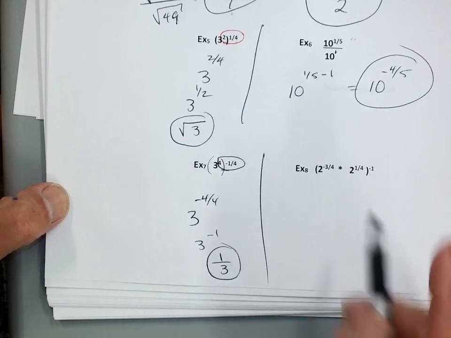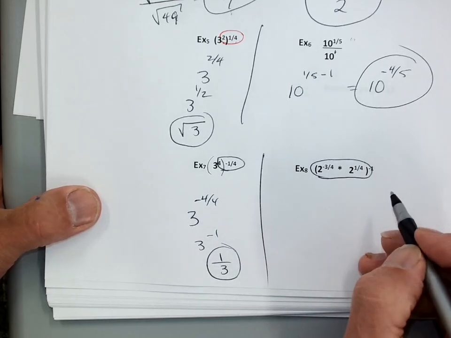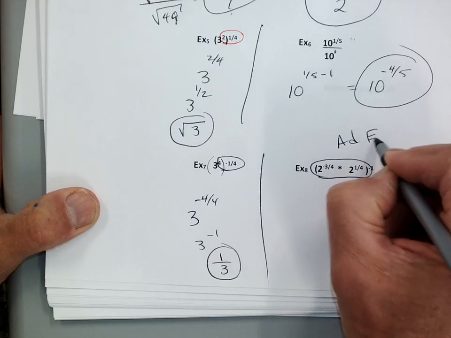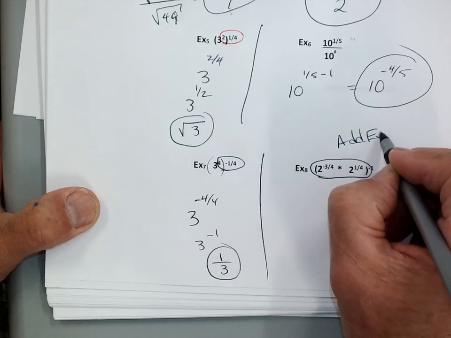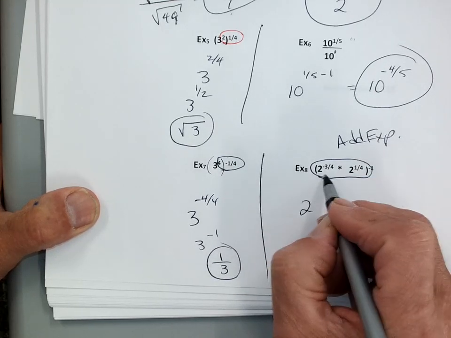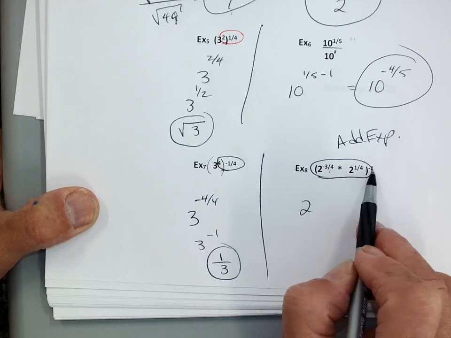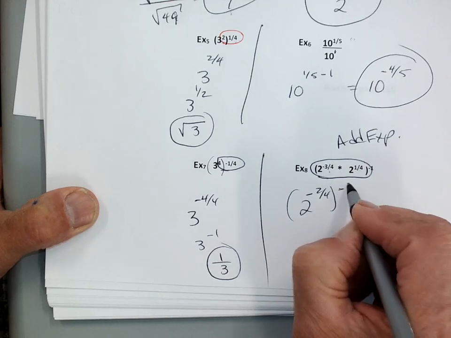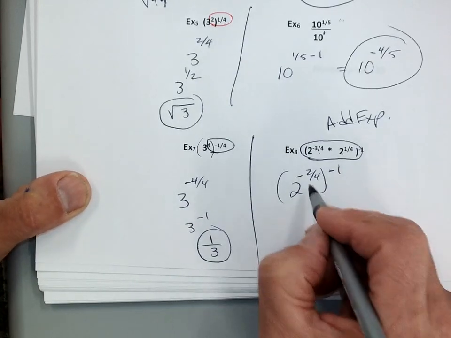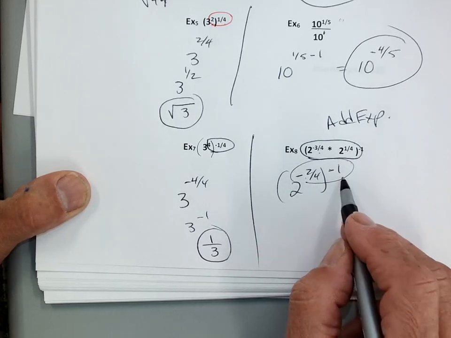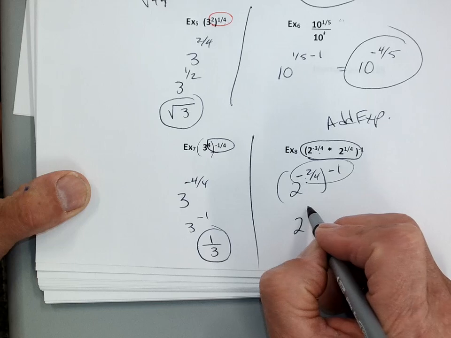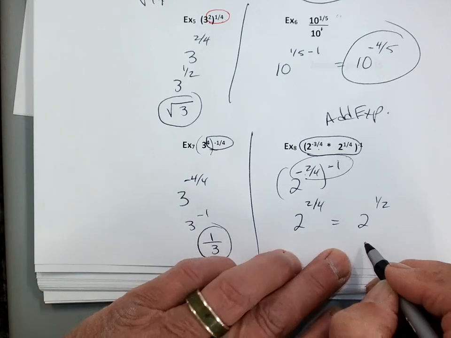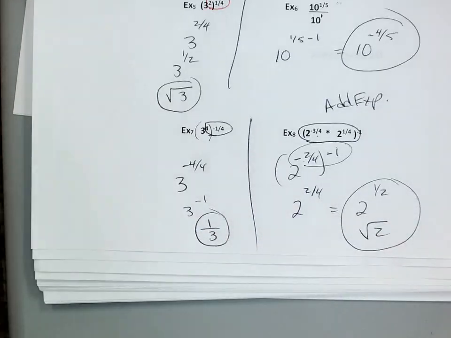Example 8. Well, I'm going to do this first. Oh, my phone's so annoying, especially when I'm recording. I'm going to add exponents. When I multiply the same bases, I add exponents. So I get a 2 to, negative 3/4 and positive 1/4 makes a negative 2/4, to the negative 1 power. And then I'm going to multiply exponents. Negative 2/4 times negative 1 is a positive 2/4. So I get 2 to the positive 2/4, same thing as 2 to the 1/2 or square root of 2. Either one of those answers. Okay? All right. Turn the page.